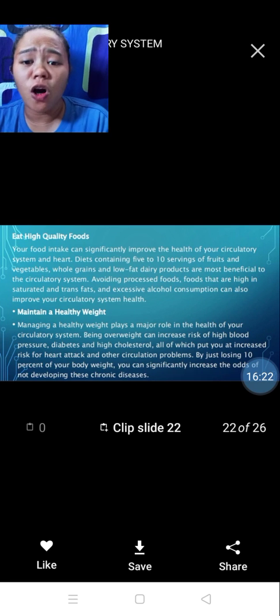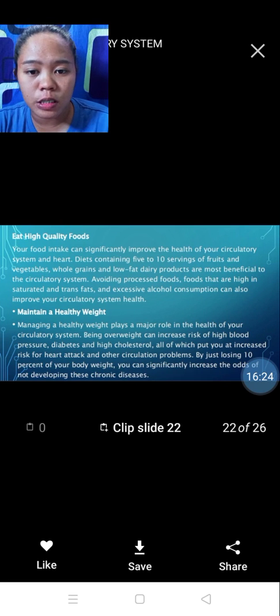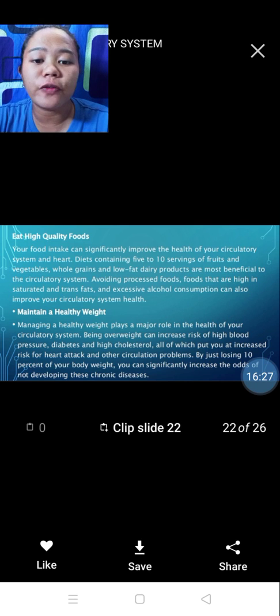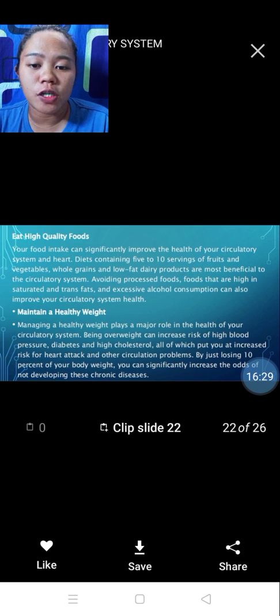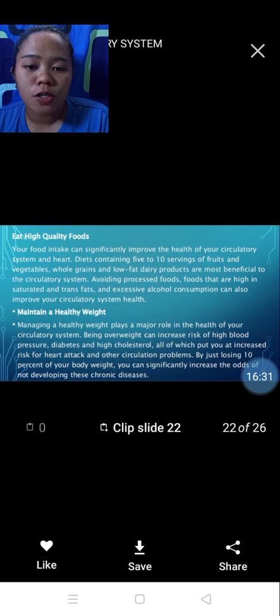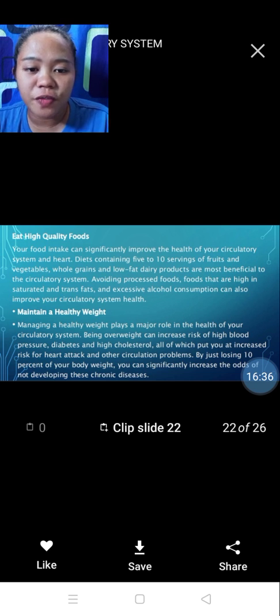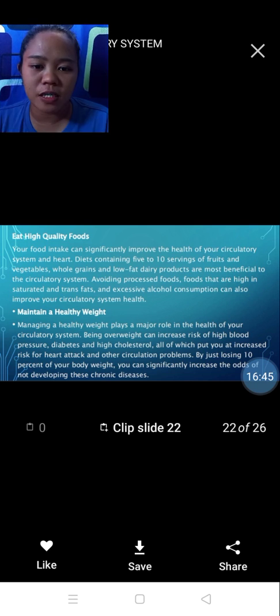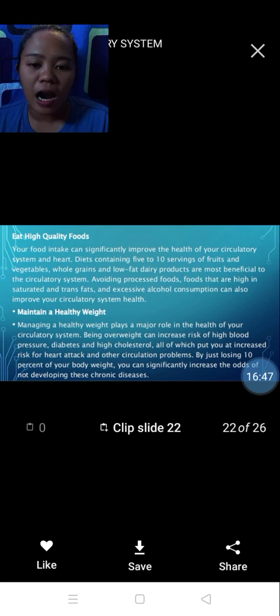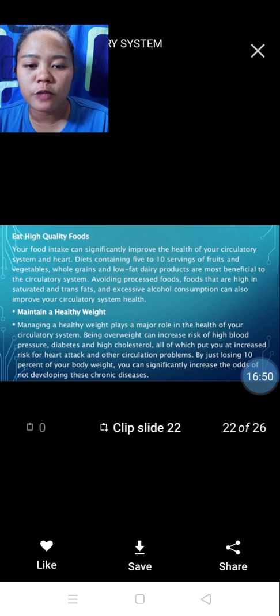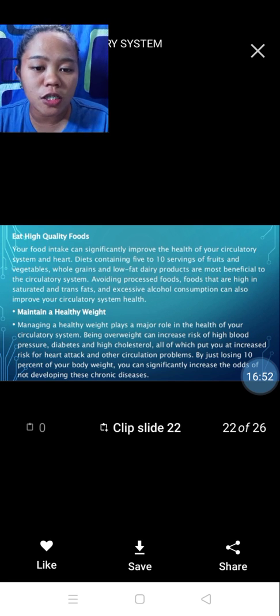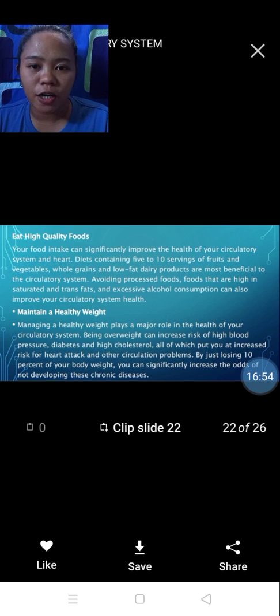So you also need to eat high quality foods. Your food intake can significantly improve the health of your circulatory system and heart. So we need to diet. A diet containing 5 to 10 servings of fruits and vegetables, whole grains, and low-fat dairy products is most beneficial to the circulatory system. Avoid processed foods, foods that are high in saturated and trans fats, and excessive alcohol consumption, which can also improve your circulatory health.